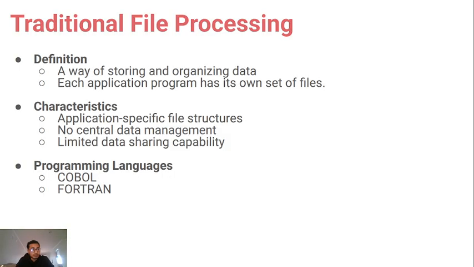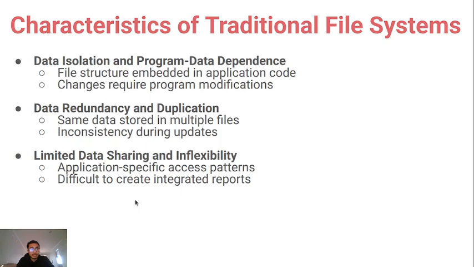This was the dominant data management strategy in early computing systems, particularly in the 1960s and 1970s. Prior to the widespread adoption of database management systems, programs were developed in languages such as COBOL and Fortran, which included built-in file management features. Okay, so now let's talk about the characteristics of traditional file systems.